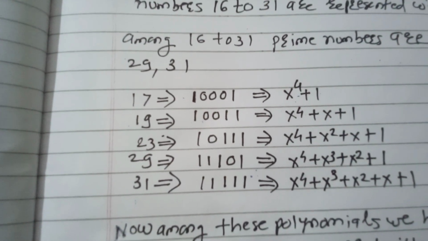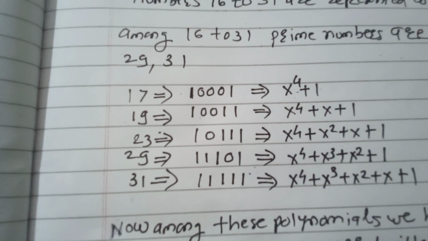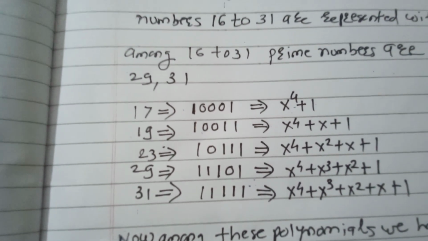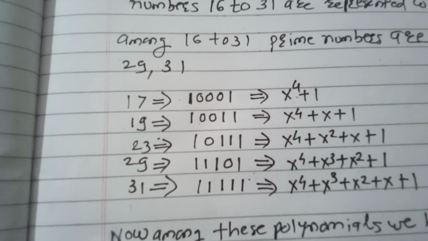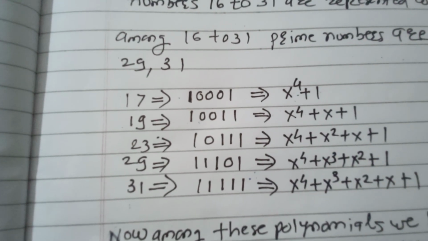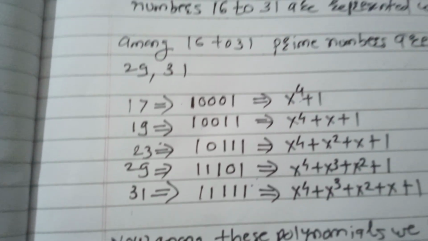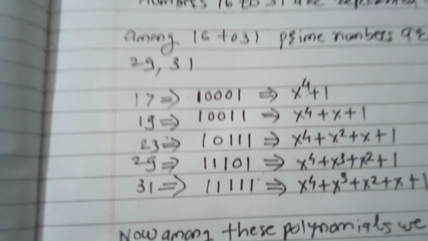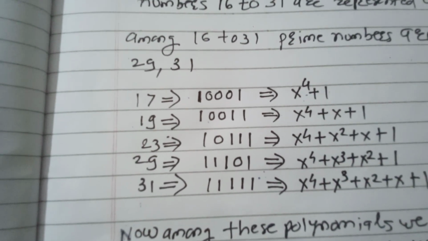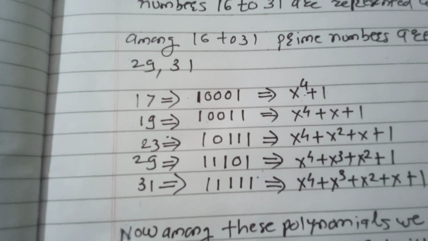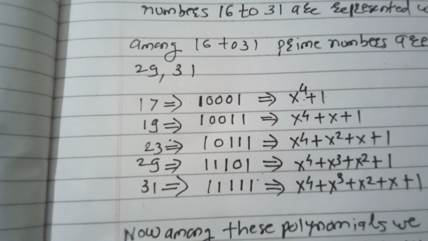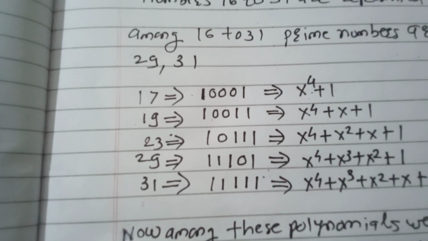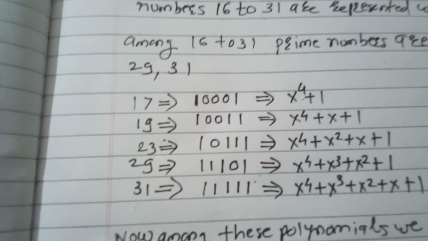Amongst these polynomials, we have to see which one is irreducible over Galois field 2. That means which polynomial has no root in Galois field 2. What does it mean? It means that if you put either 0 or 1 in that equation, you are not going to get 0. That is, it is irreducible over Galois field 2, meaning it has no root in Galois field 2.